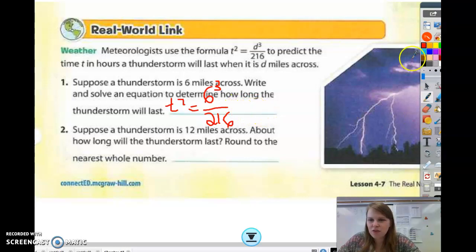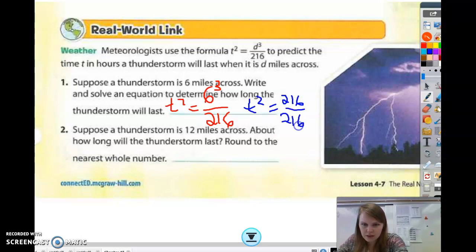Okay, so if I'm going to simplify that, I'm going to plug into my calculator 6, and then do this caret 3. So if we do 6 to the third power, I get 216 over 216. So I'm looking at t² equals 216 over 216. And that equals 1.